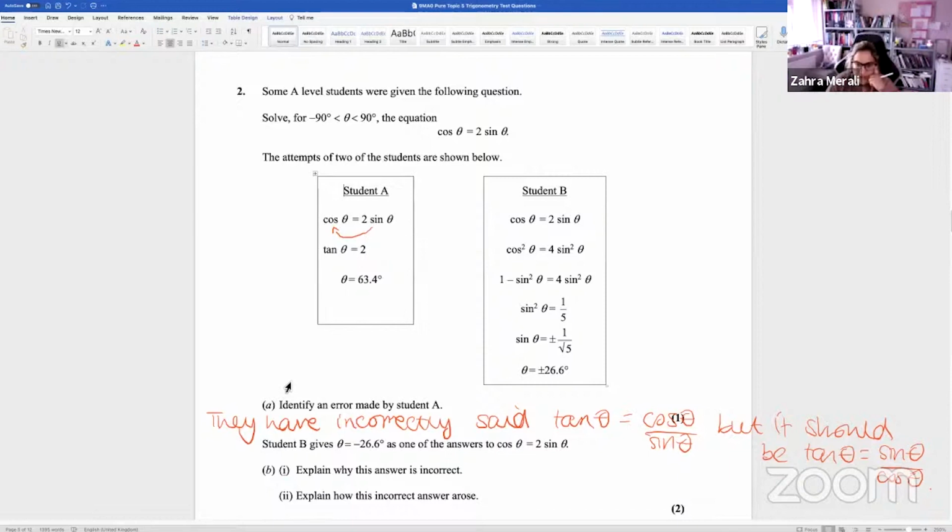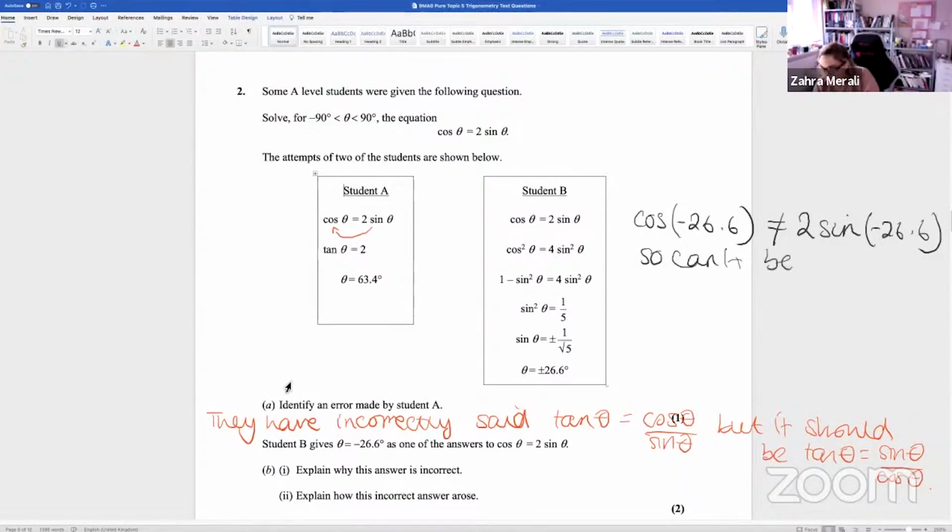Explain why this answer is incorrect. Okay, so to figure that out, we could always put it back in. If I substitute it back in, cos of minus 26.6, which you can plug into your calculator, is not equal to 2 sine of minus 26.6. So it can't be a solution.